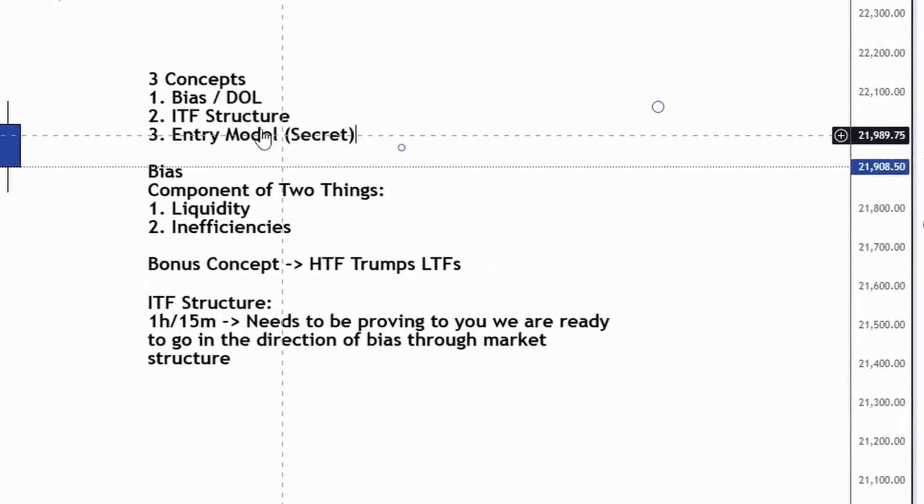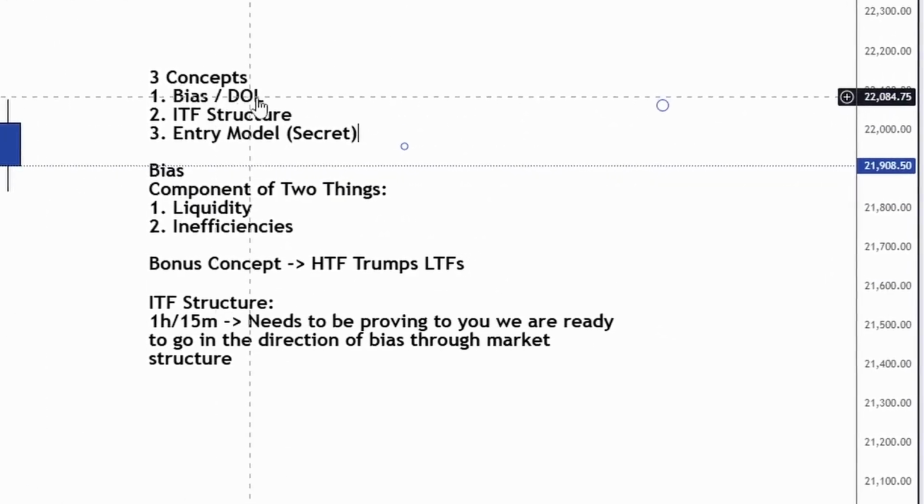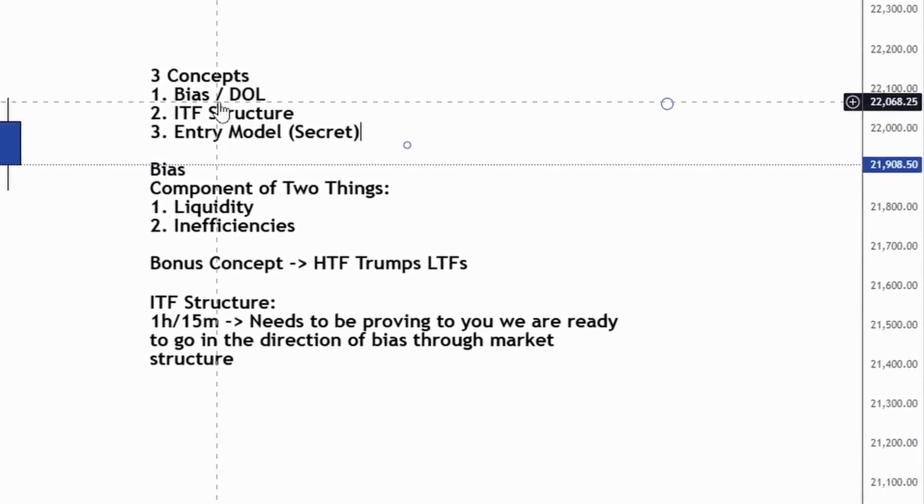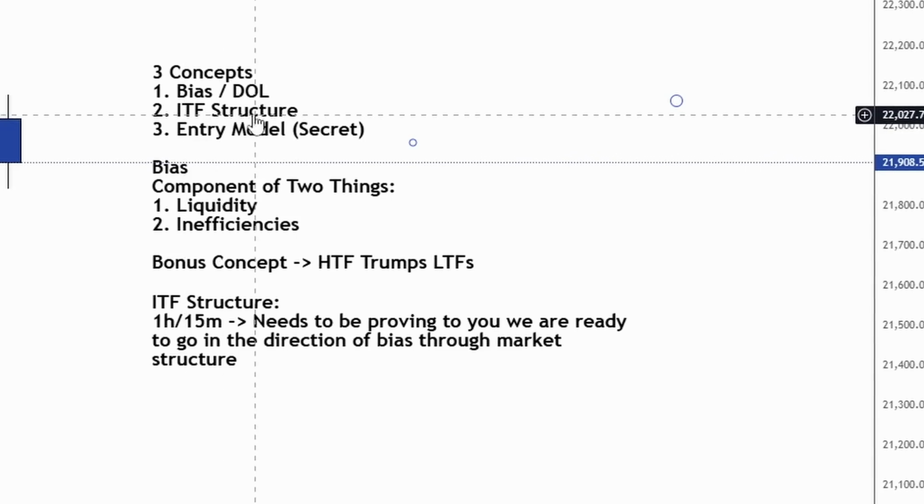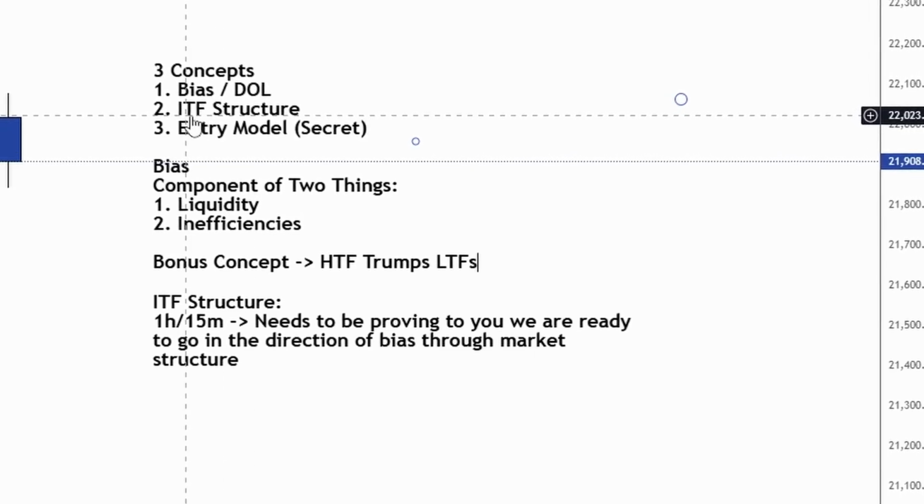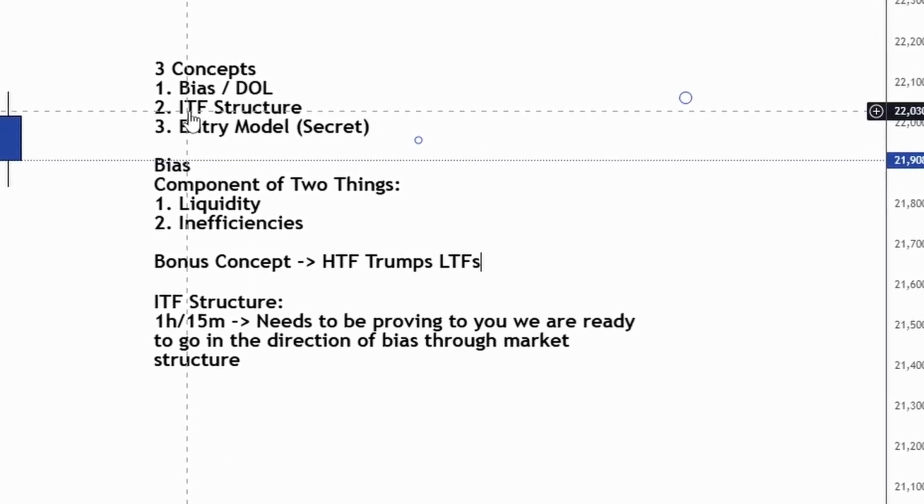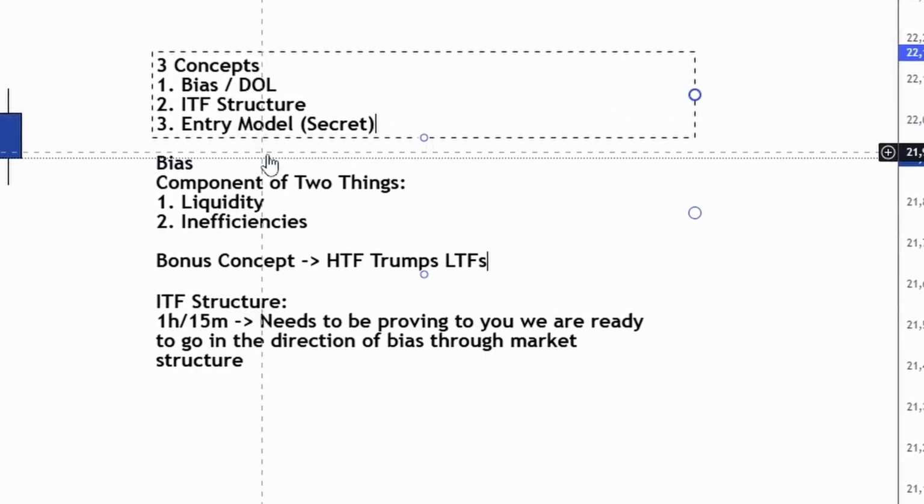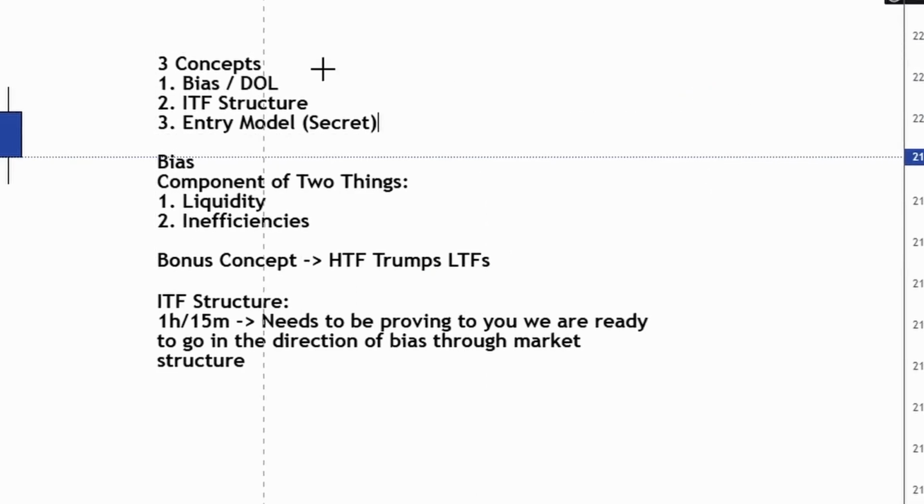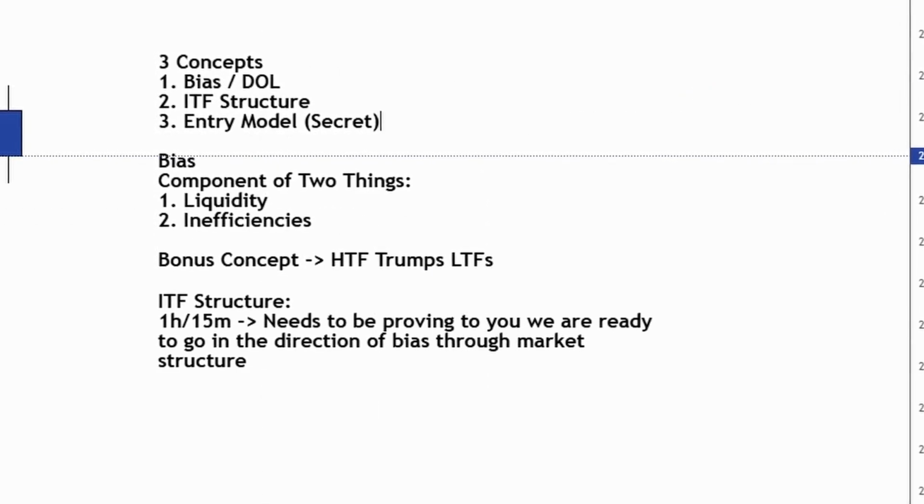And so essentially, once you've seen that the bias and draw on liquidity has been formed, right, you know where price is likely to go. You see that lower time frames are starting to showcase that we are starting to follow order flow in that direction. Then you look on the lowest time frame you're wanting to trade for that entry model. So we'll go over a couple examples, two examples right now.